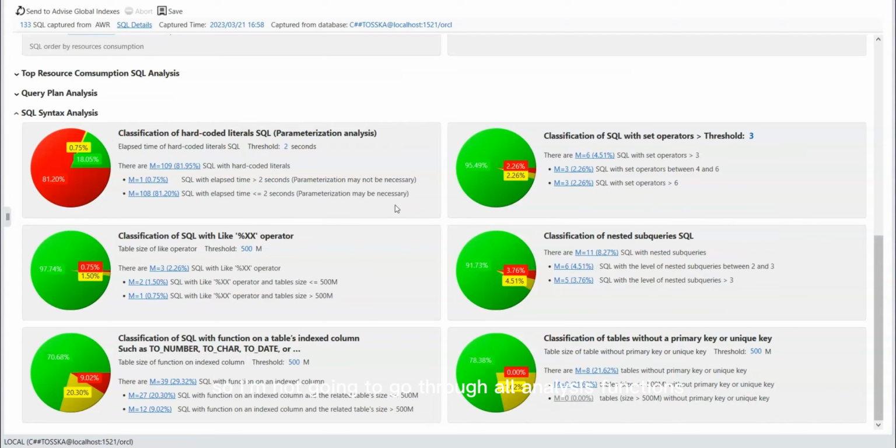So I'm not going to go through all the analysis functions. You can check it out in our product and try it by yourself.